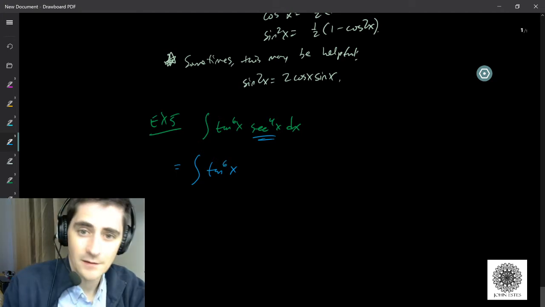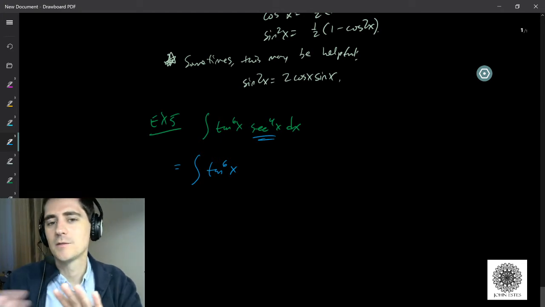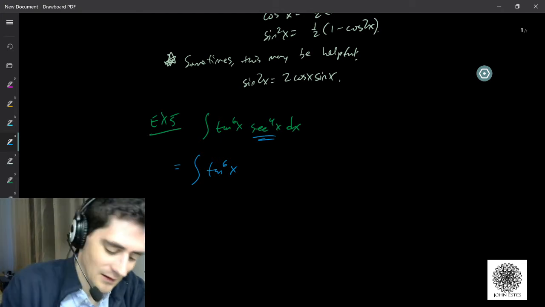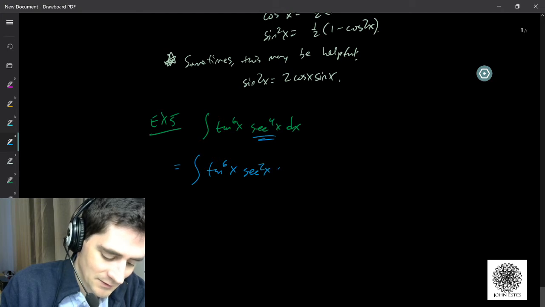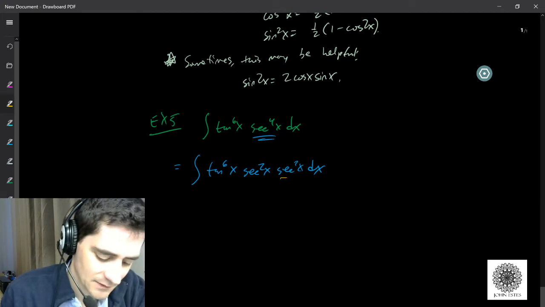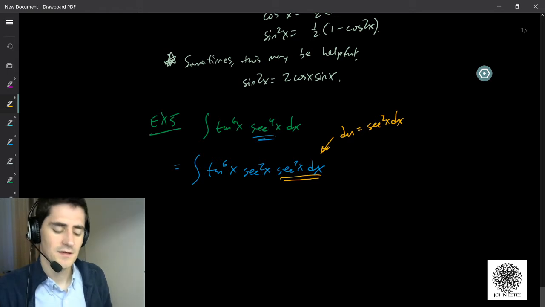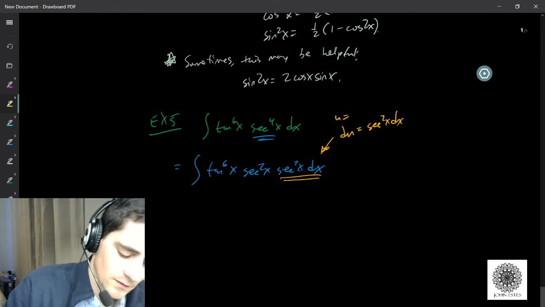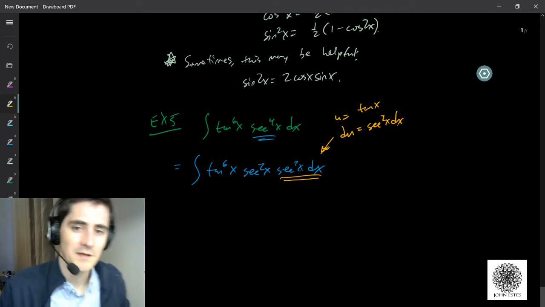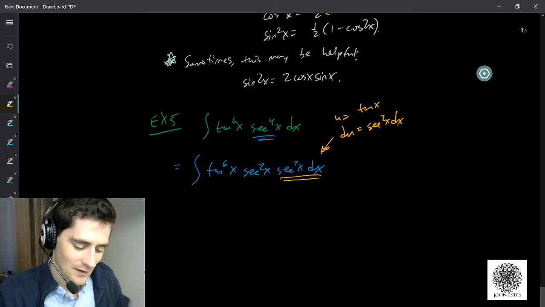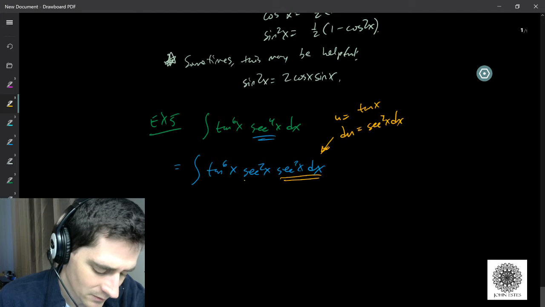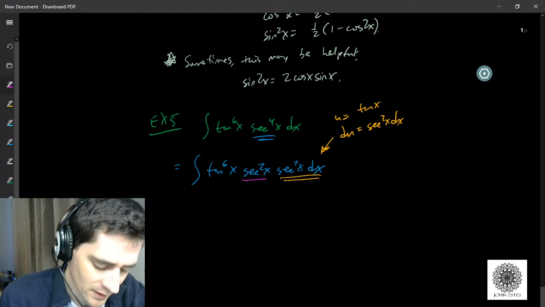And then instead of saying secant to the 4th power, I'm going to take out not just one secant, I'm going to take out secant squared. We have secant squared x times secant squared x dx. Now, this I recognize as du. Du is secant squared x dx. If du is secant squared dx, what would u be? U is going to be tangent x, right? The derivative of tangent is secant squared, okay? And so can I rewrite secant squared in terms of tangent?